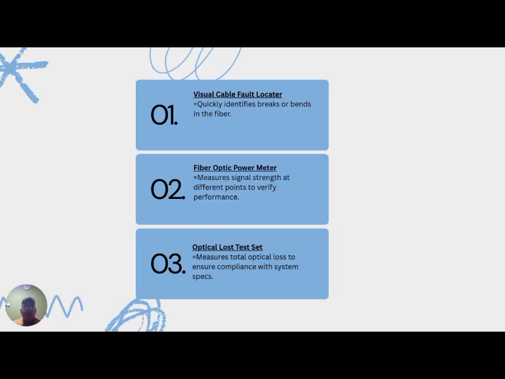The visual cable fault locator is used to quickly identify breaks or bends in the fiber. The fiber optic power meter helps measure signal strength at different points to verify performance. And the optical loss test set is used to measure total optical loss to ensure compliance with system specs.